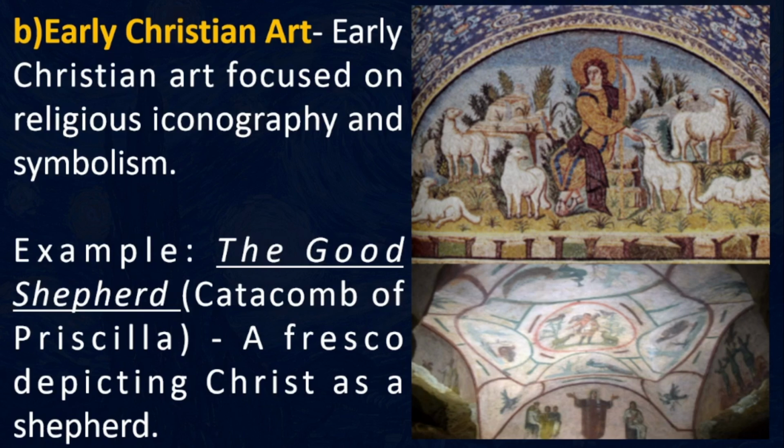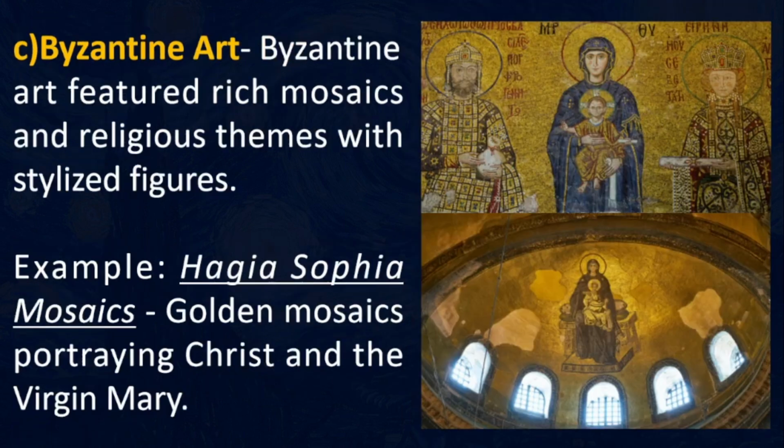B. Early Christian art. Early Christian art focused on religious iconography and symbolism. Example, the Good Shepherd, Catacomb of Priscilla. This fresco portrays Christ as a humble shepherd carrying a lamb, symbolizing salvation. The naturalistic yet simple style reflects early Christian efforts to communicate religious messages discreetly. It highlights themes of protection, guidance, and sacrifice.